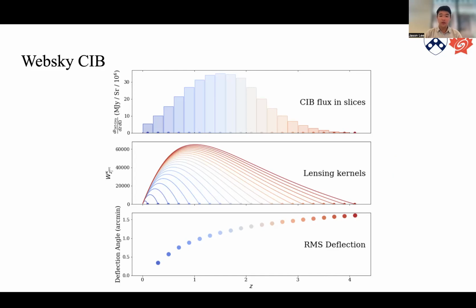In the middle, you're looking at the lensing kernels. And on the bottom, you're looking at the RMS deflection angles for the CIB. And you can see that on average, the CIB RMS deflection angle is about 1.3 arc minutes, which is about half that of the CMB lensing deflection angle. And you can also see that in our analysis, the very first shell is not lensed.